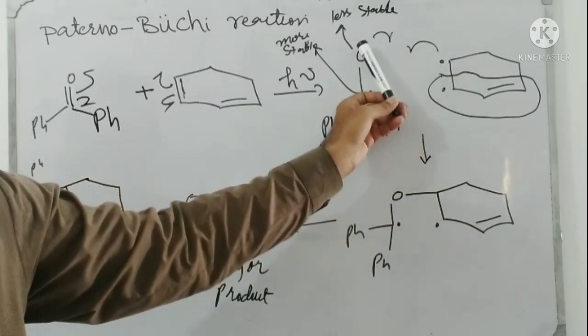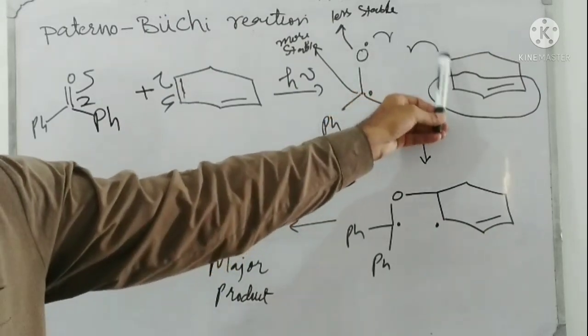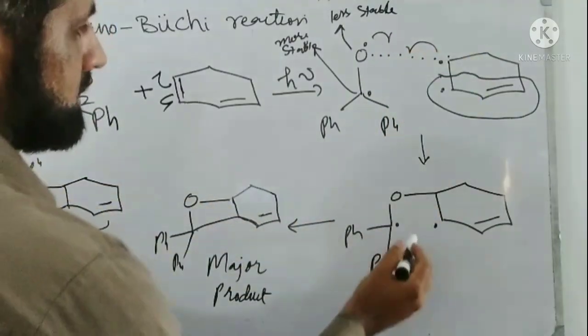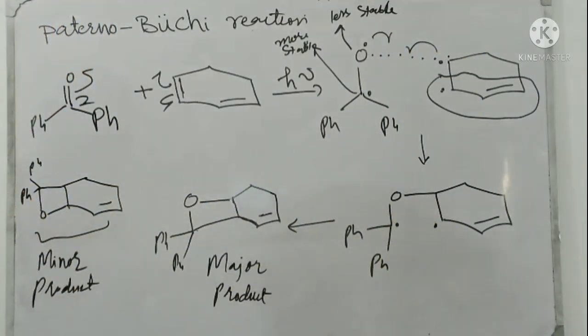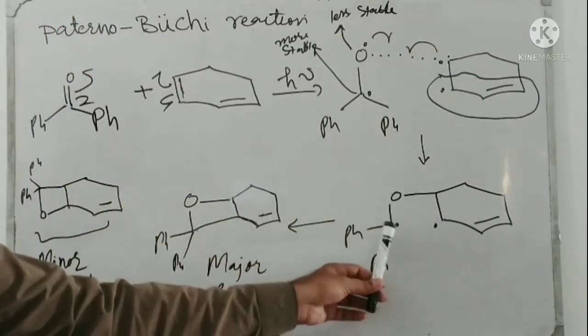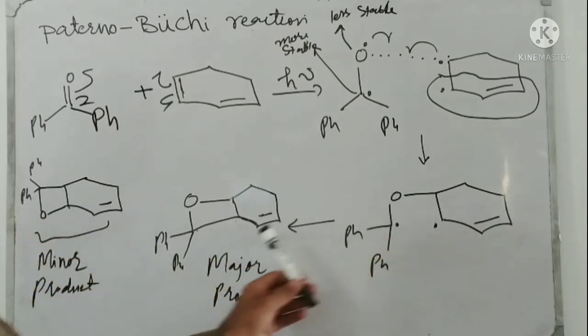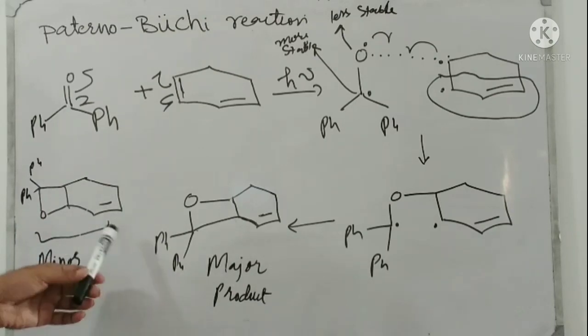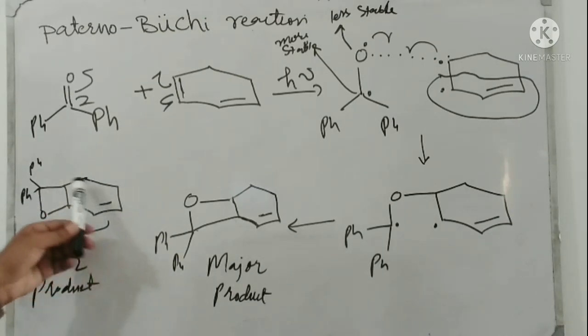Less stable radicals react first. So we make the bond between these less stable radicals first here, less stable, more reactive. Then the stable radicals form the bond. We get this as the major product, while this one is the vice versa. This one is the minor product.